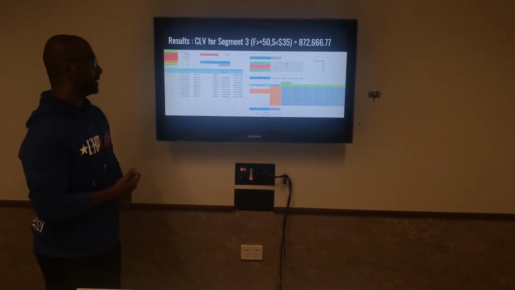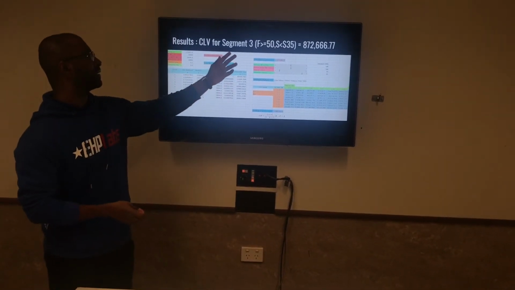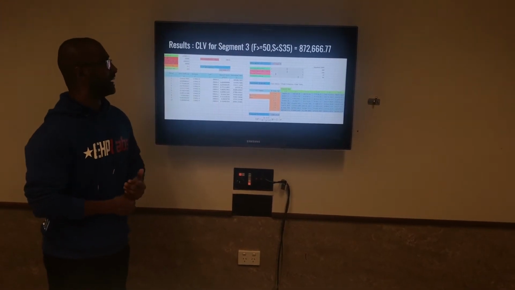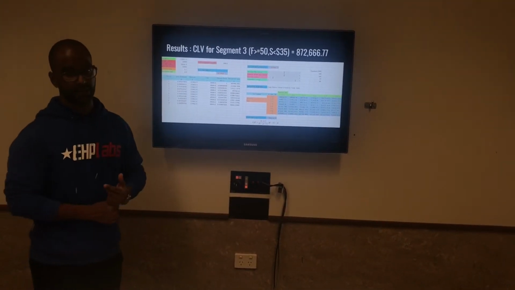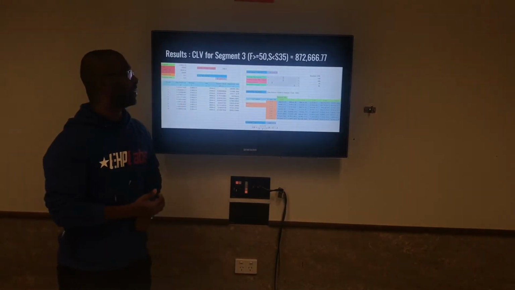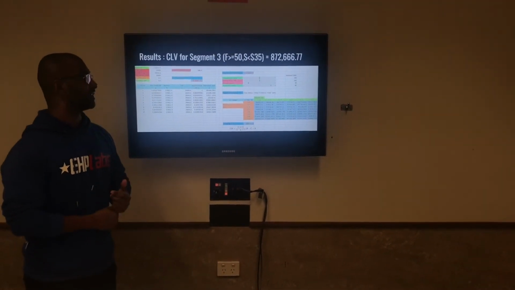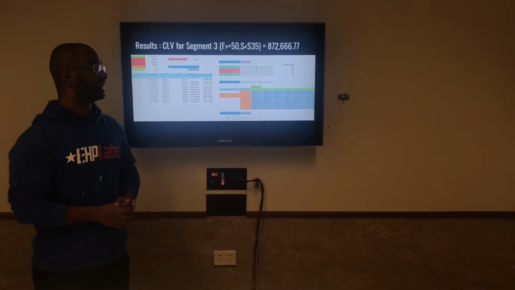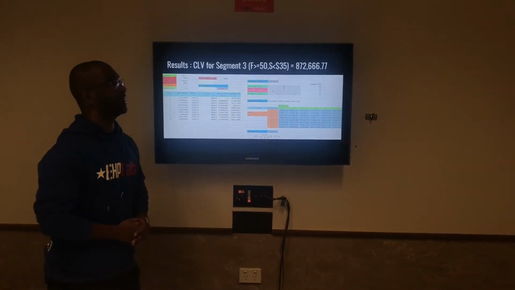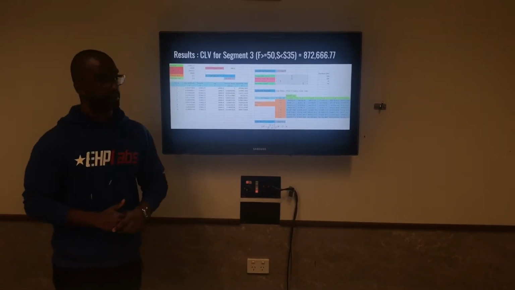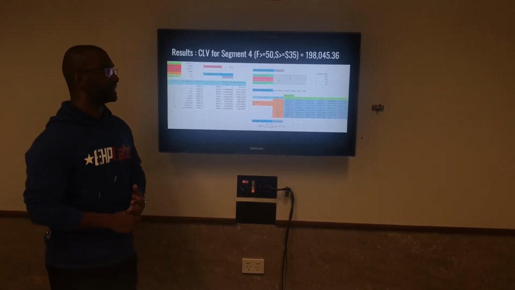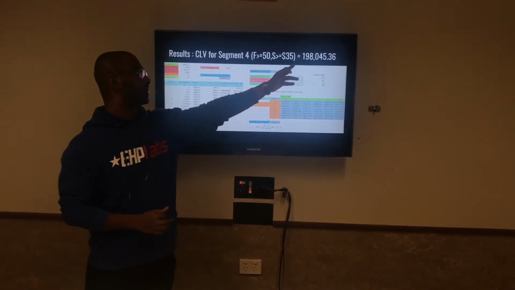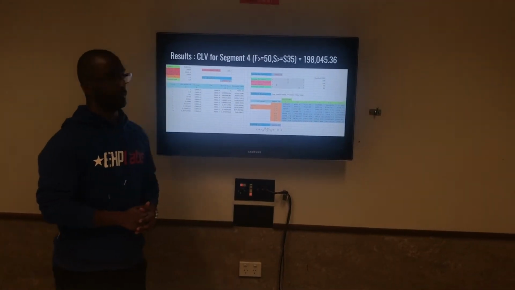The third one is a surprise that we got, which has a frequency over 50 and spend amount less than 35. It was surprising because we only had 166 customers, but it scored fairly high, close to the first segment, which has about 1,500 customers, scoring about 872,666 points. Segment 4 was the least, but it's no surprise because there were only 25 customers, which scored 198,045 points.